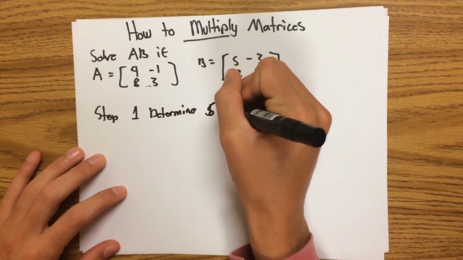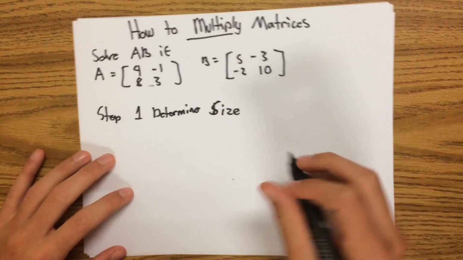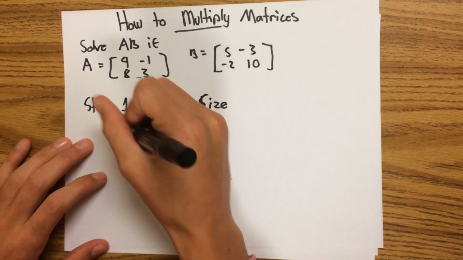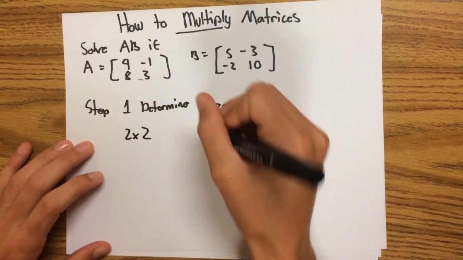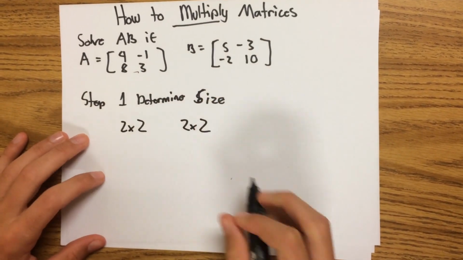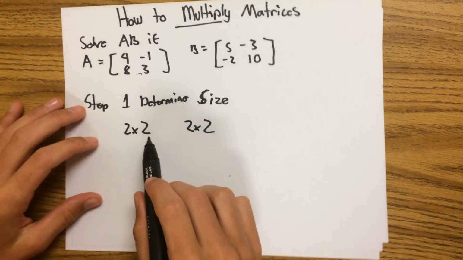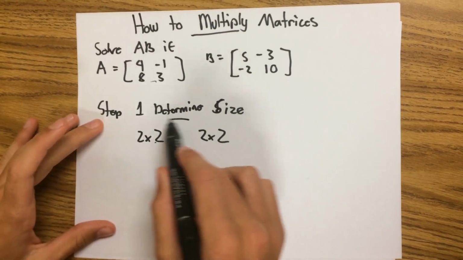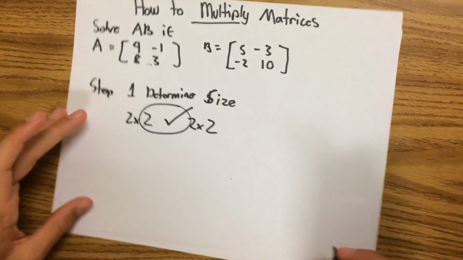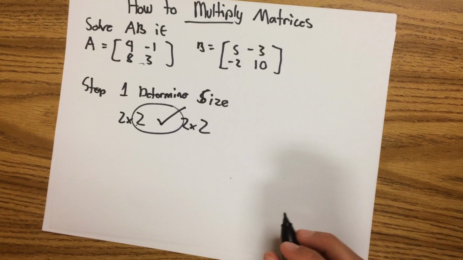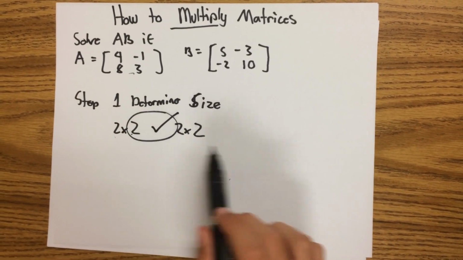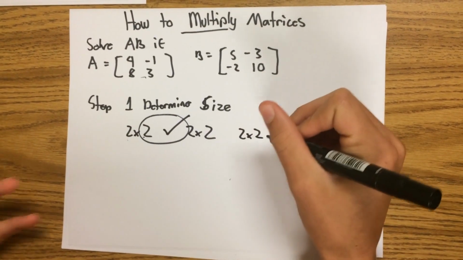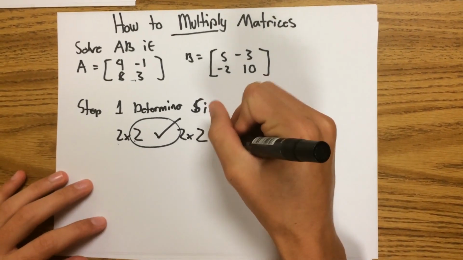So all you're going to do to determine the size is take rows times columns of each matrix. So here we have a 2 by 2, and B is also a 2 by 2. And to determine if you can multiply, check if these two numbers right here, the 2 and 2, are equivalent, which they are, that means you can multiply. And to determine the size, you take these two outside numbers, 2 by 2, and that is your size for the resultant matrix.